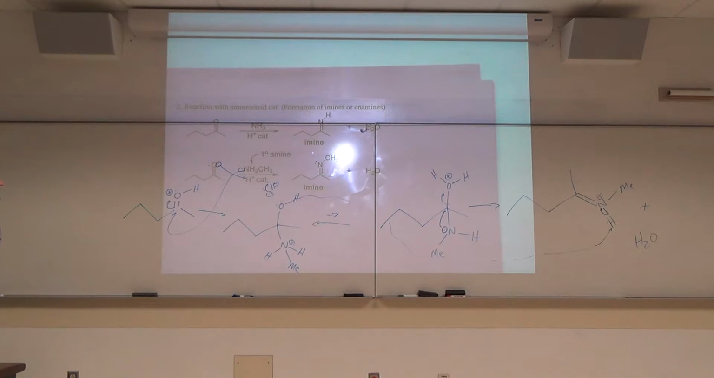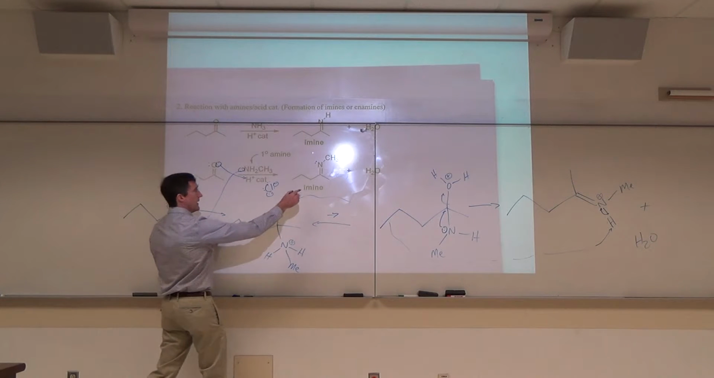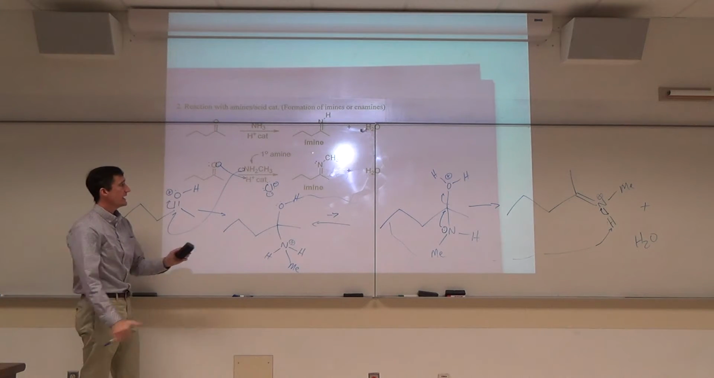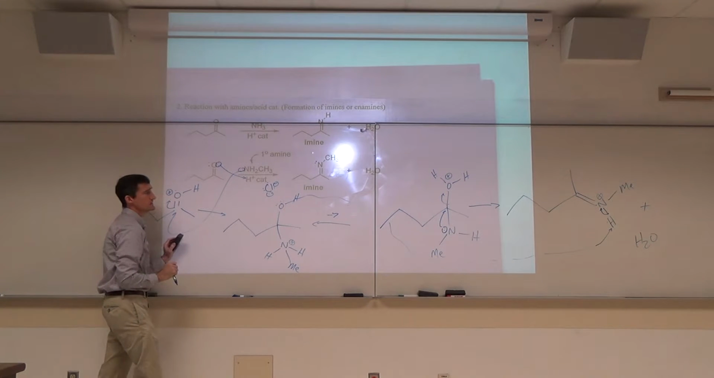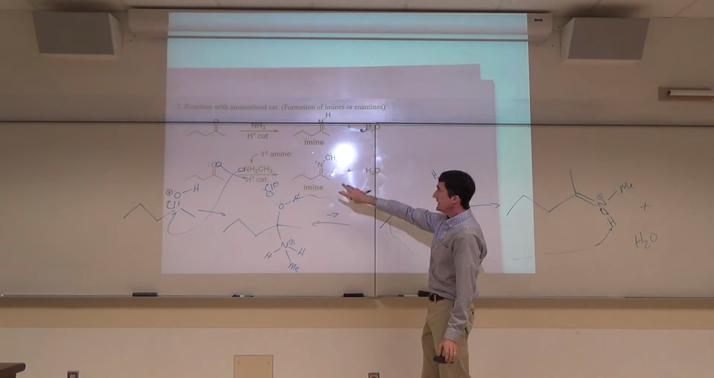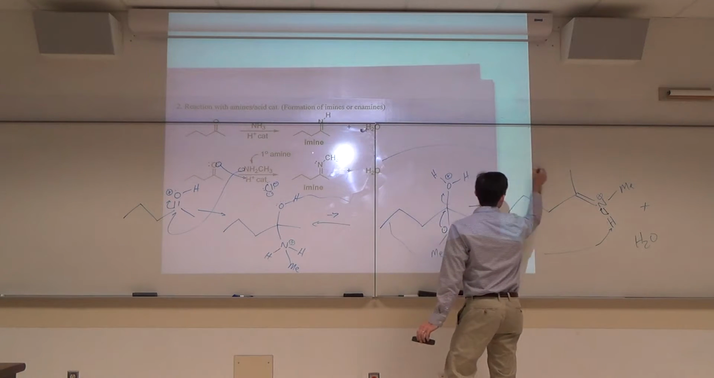This is equilibrium. Can it be reversed? Sure, we're under Roman numeral 2. You drive it to the right by removing water. How do you come back to the aldehyde or ketone plus the amine? Yes. And in this mechanism, an acid catalyst. If you had the imine, could you protonate it and get this?